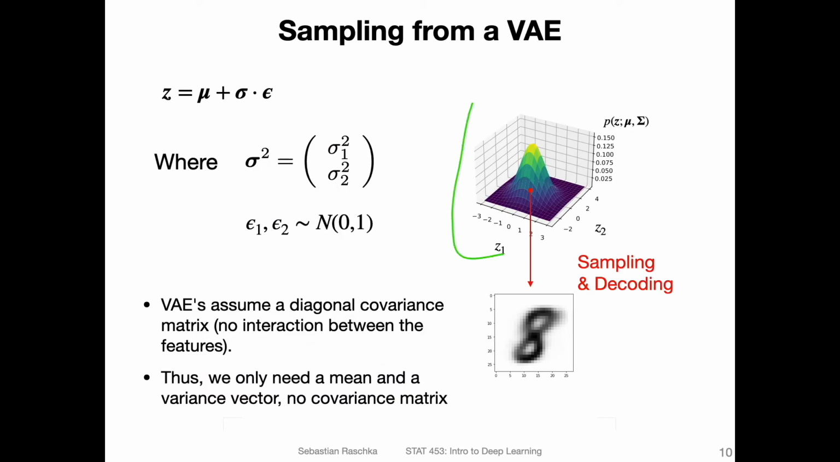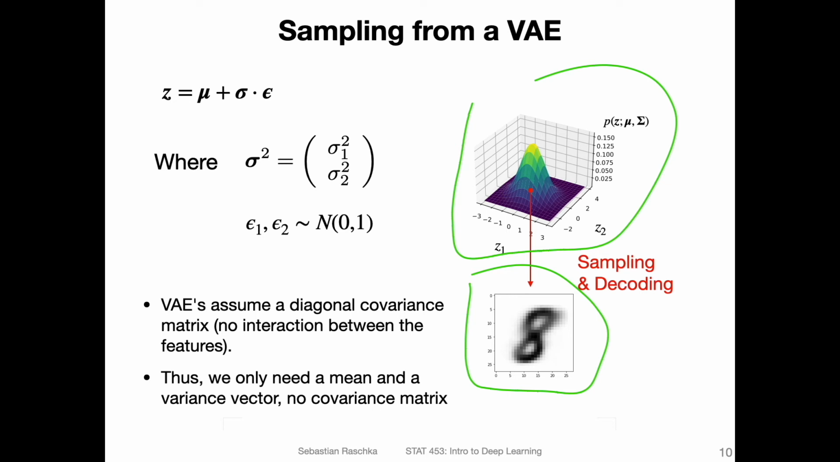Once we know this distribution, we can sample from it. We can draw samples, and because this is a continuous distribution, we can expect that the decoder produces something reasonable when we sample from it. So there are no gaps in this distribution. It's a continuous distribution. How do we sample from this?